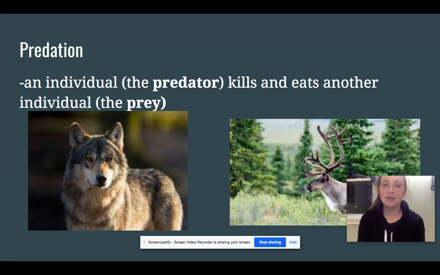Predation is a type of interaction between individuals. In this case, it's an interaction between individuals of different species. An individual called the predator kills and eats another individual called the prey. In this case, the wolf kills the caribou.